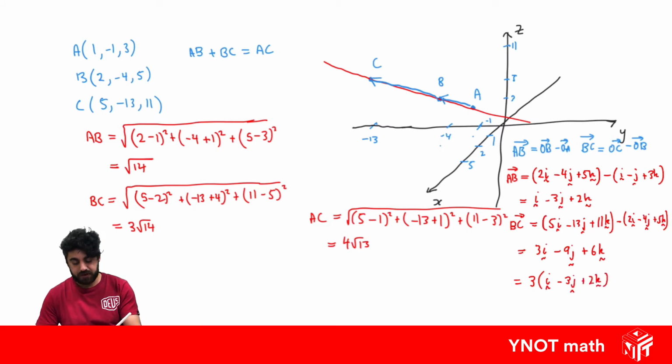And i minus 3j plus 2k is just the vector AB. So now we can express BC as 3 multiplied by the vector AB. And this successfully shows that these two vectors are collinear, as they both share point B and they're parallel to each other.